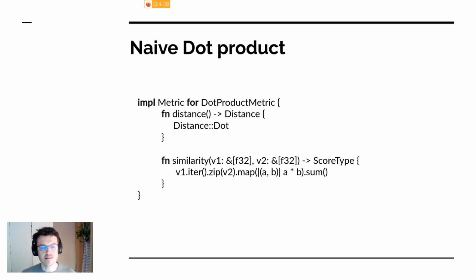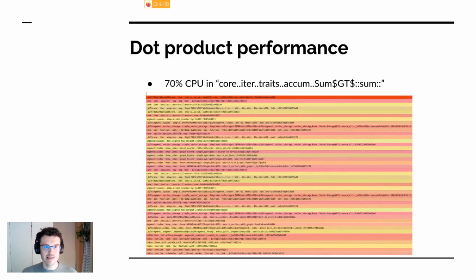Let's say we ship this and we start doing a lot of search or indexing on it. And let's have a look at how the system responds. You're doing a lot of search. You want to see what's going on your CPU. You start profiling it, and then you find out that 70% of your CPU time is spent in the sum function of the iterator, let's say, infrastructure.